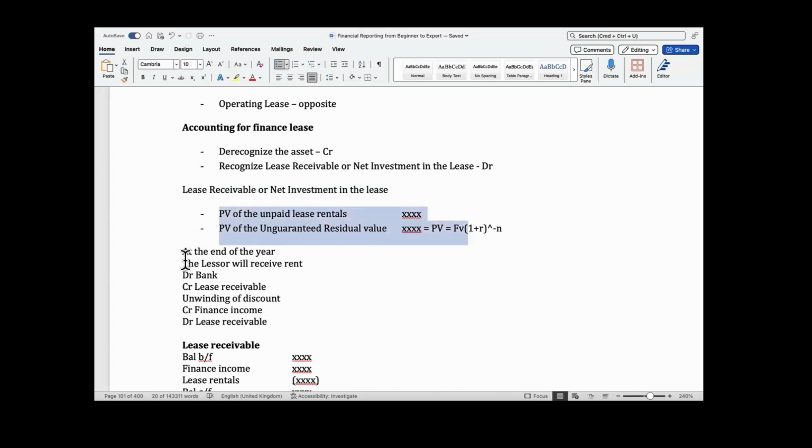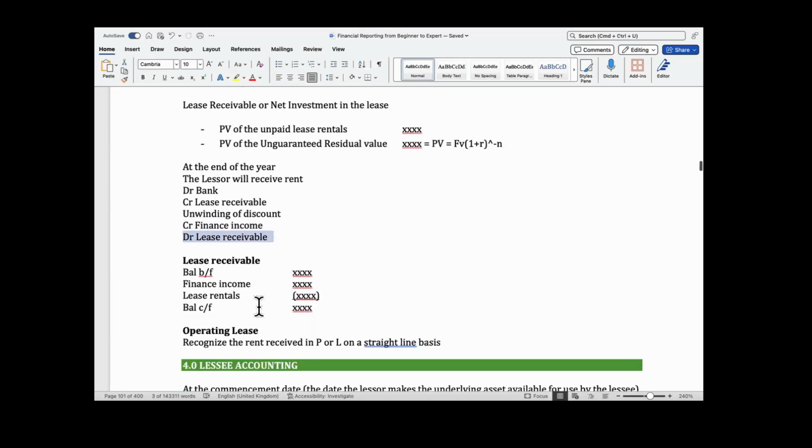And I said at the end of the year, the lessor will receive rents. The rent will reduce the lease receivable. So we credit lease receivable and debit bank. Also, it would unwind the discount because the lease receivable is determined by present value. So you need to unwind it. Since this lease receivable is an asset, we're going to unwind it with finance income. So we credit finance income and debit lease receivable. And we can do that with this schedule.